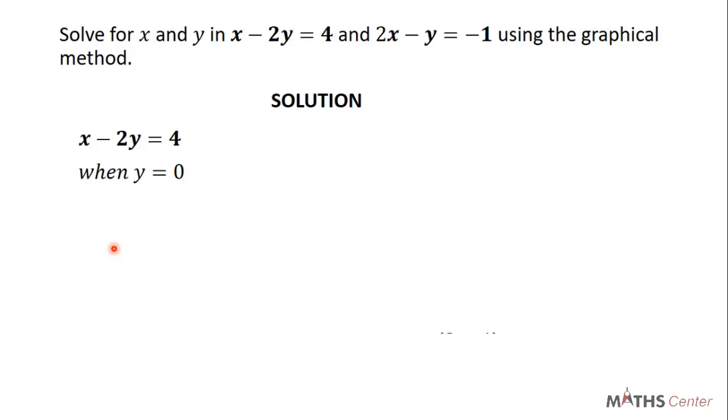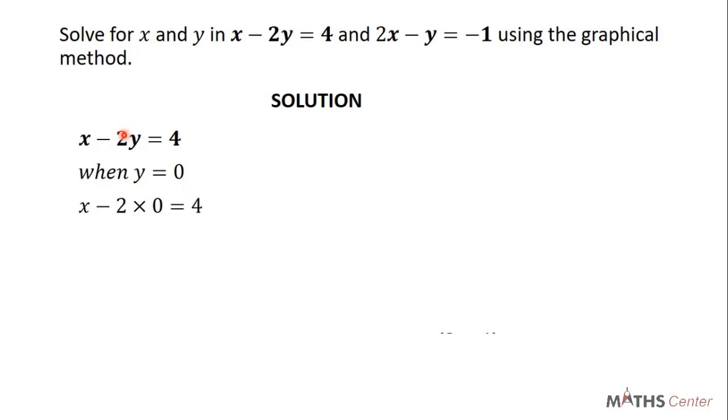Now, how are we going to do that? I'm going to assume that, let's say, y is equal to 0. So on this line, if y is equal to 0, then I find x. If I'm able to find x, I'll get 1 point that falls on the line. Then I'll do another assumption and find another point. So in the first instance, I'm going to assume that y is equal to 0.